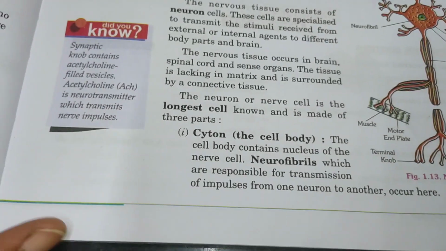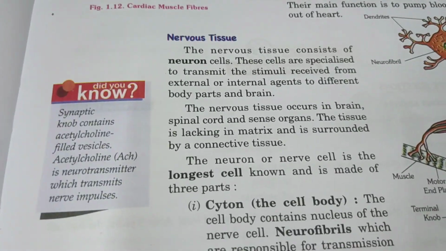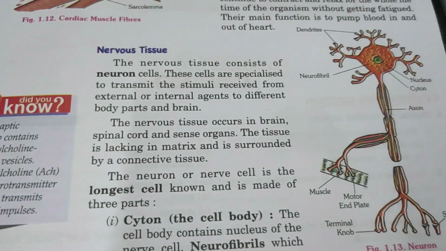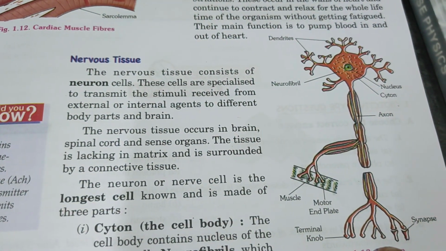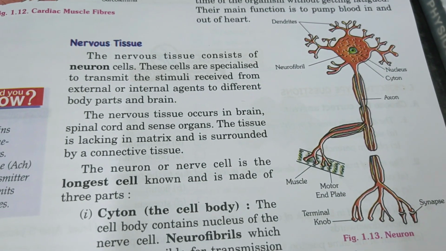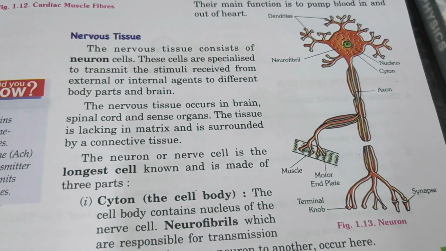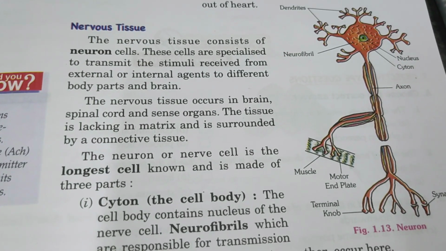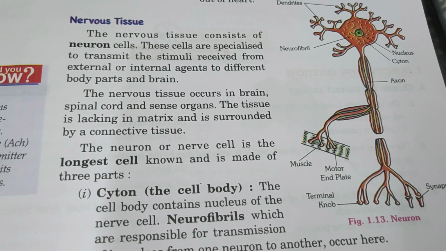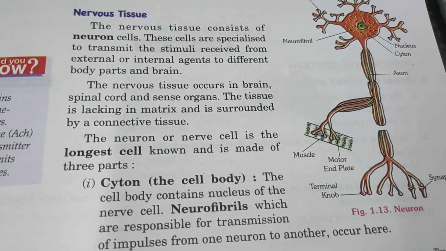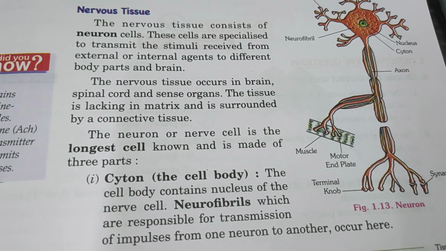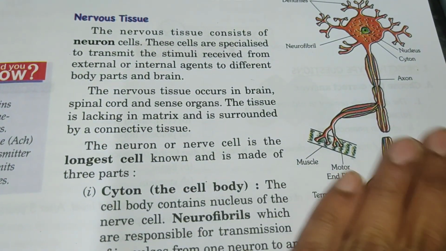Then the next is nervous tissue. The nervous tissue consists of neuron cells. These cells are specialized to transmit the stimuli received from external or internal agents to different parts, including the brain. It consists of the brain, spinal cord and sense organs. The tissue lacks matrix and is surrounded by connective tissue.